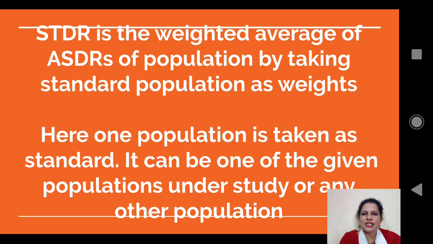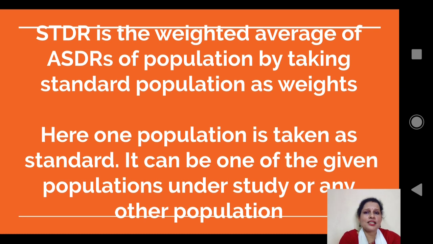The question is, what is standard population? Standard population is the population which is used for comparing the mortality. For example, you want to compare the mortality of Karnataka with Maharashtra. Then you can take Kerala as the standard population. That is one possibility.